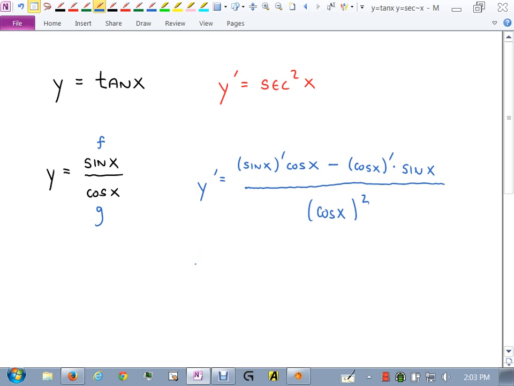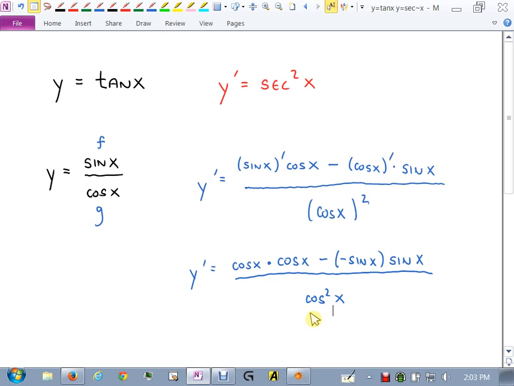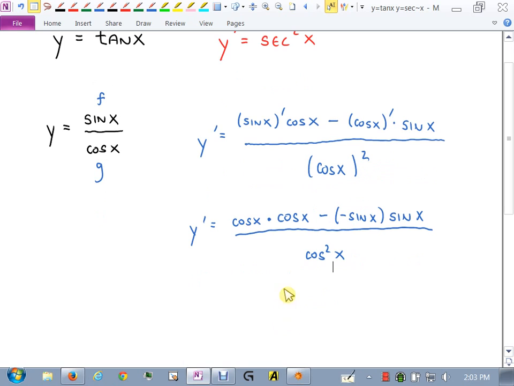Derivative of sine x is cosine x. So let's see what happens. We get cosine x times cosine x again. Then minus, what's the derivative of cosine x? Negative sine x. So I'll put parentheses there, times that sine x again, all over the bottom squared. Can I rewrite that using that other notation? Cosine x squared really means this. What's this here? Cosine squared x plus sine squared x.